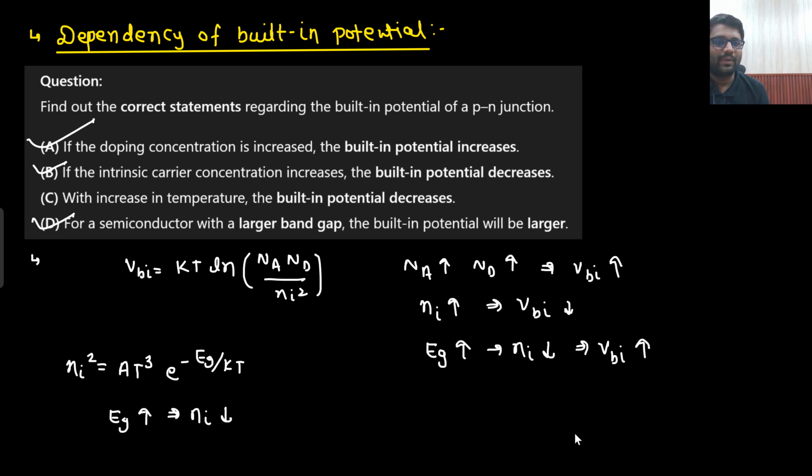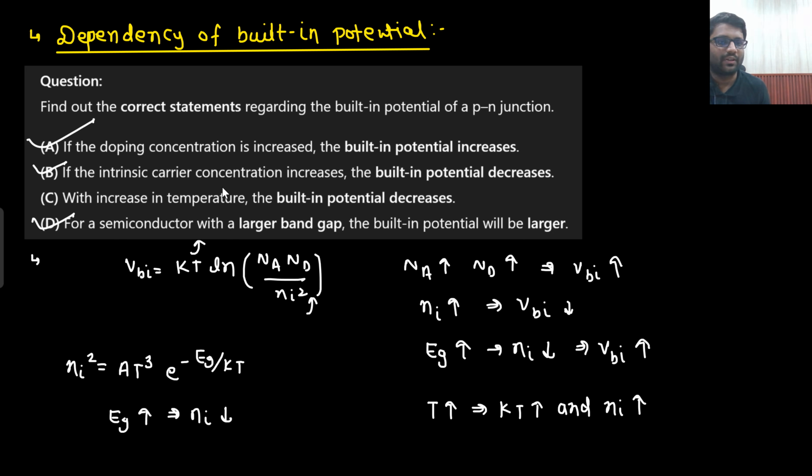Now temperature will depend on two parameters. Temperature would be interesting, so you think of it. If temperature increases, then this thing will increase. But what about this one? If temperature increases, Ni will also increase. What I mean to say is that if temperature increases, then Kt increases and Ni also increases. So this value is increasing, that means this whole value is decreasing. So Ni is saying that built-in potential should decrease. What Kt is saying, built-in potential should increase.